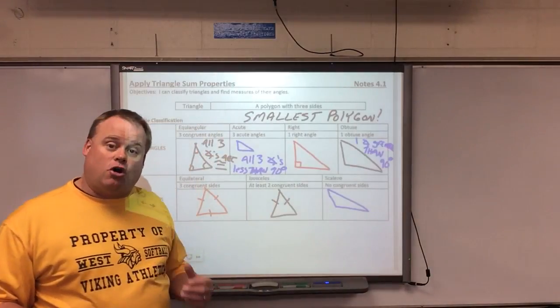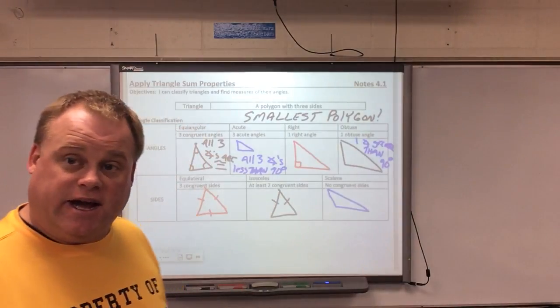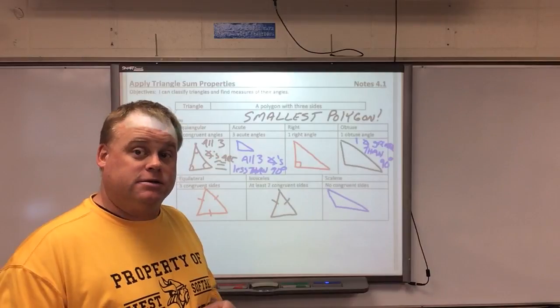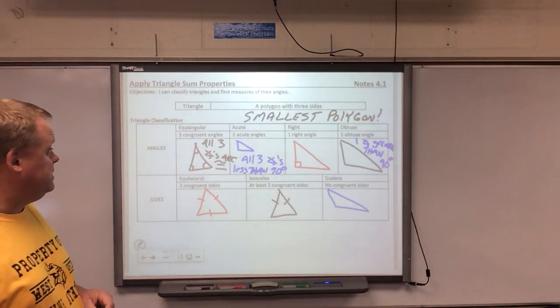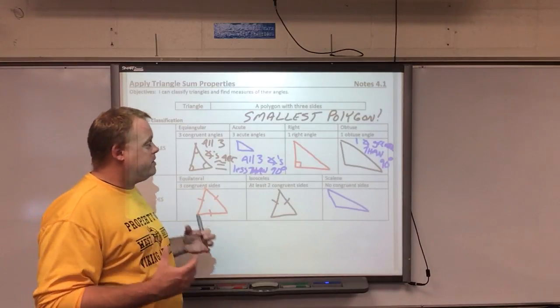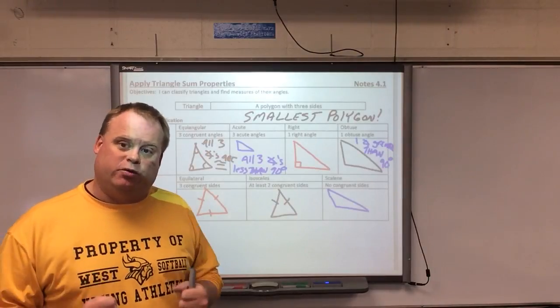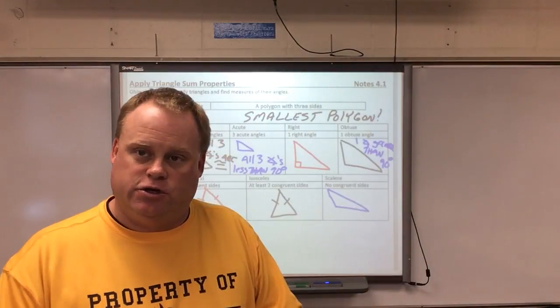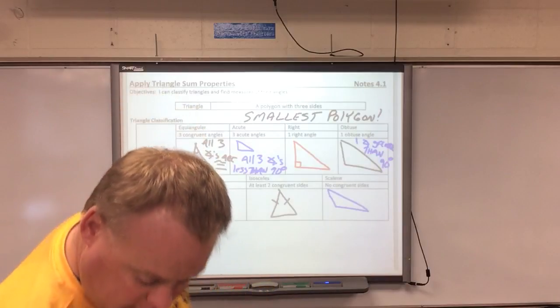No sides are congruent. So no sides are equal or congruent. Okay? So that's the beginning of our vocab for this. Remember, when doing the homework, refer to the notes. All right, let's move on.